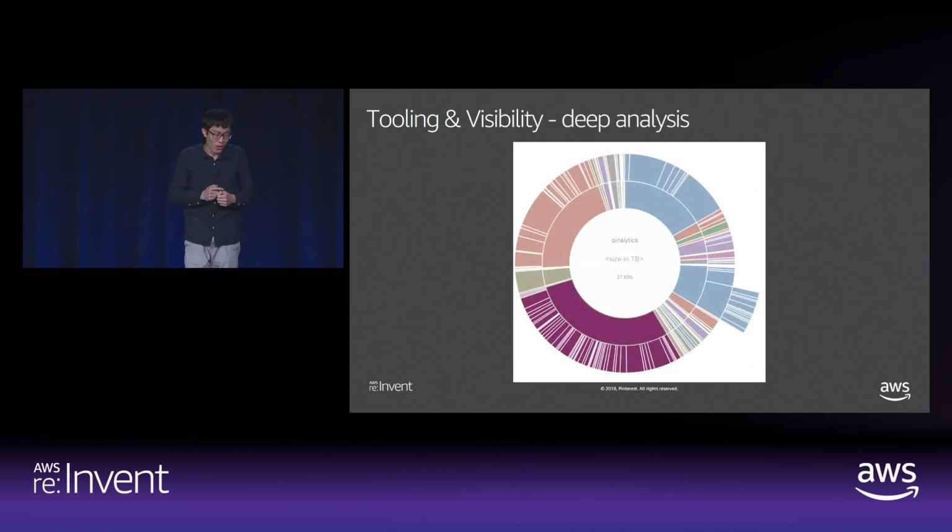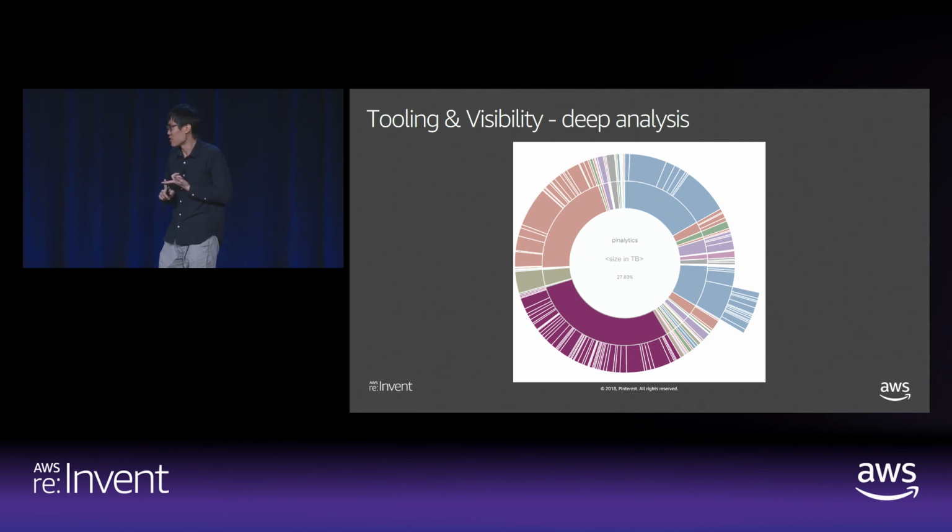And another example is that we run a lot of deep analysis based on the data set. And this is one of the analyses. Essentially, we are trying to visualize our storage usage by different use case and map that to what a traditional disk usage graph looks like. So in this chart, each color is representing a different use case.